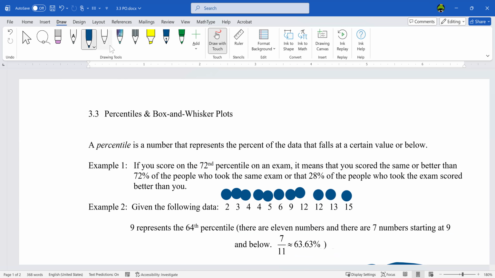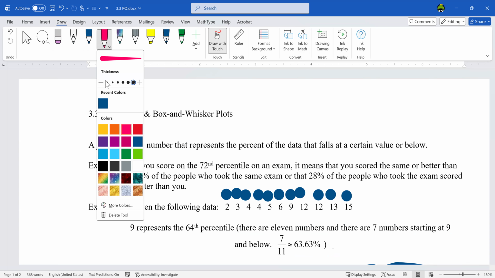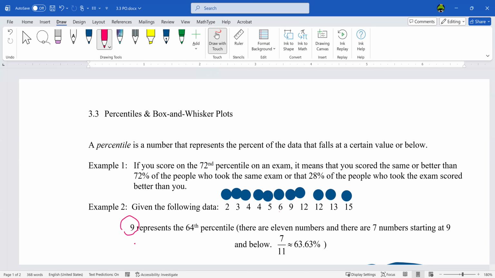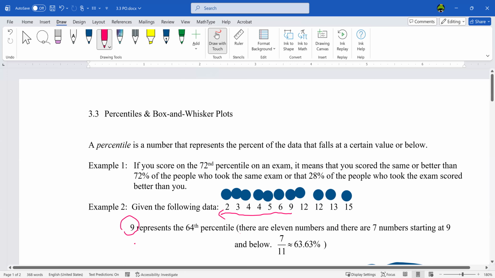And then you also count how many pieces of data are at the value that you're looking for, in this case 9, and below. How many are 9 or below? There's 1, 2, 3, 4, 5, 6, 7. So if I take 7 divided by 11, I get approximately 63.63%. So that is what makes it the 64th percentile.